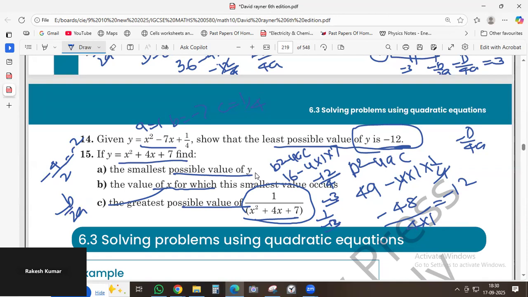the greatest possible value. But anyway, I'll have to see the graph. I'll have to draw the graph.